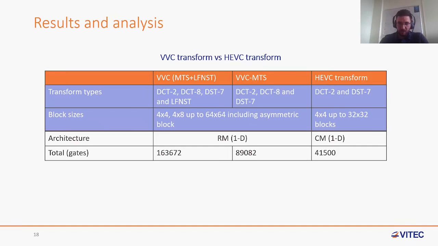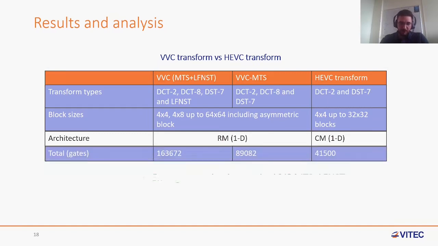In this table, actually, we used 2 different architectures. For the VVC transform, we used a regular multiplier based architecture, while for HVC transform, we used constant multiplier based architecture. This is because these 2 architectures are proven to be efficient for their transforms.